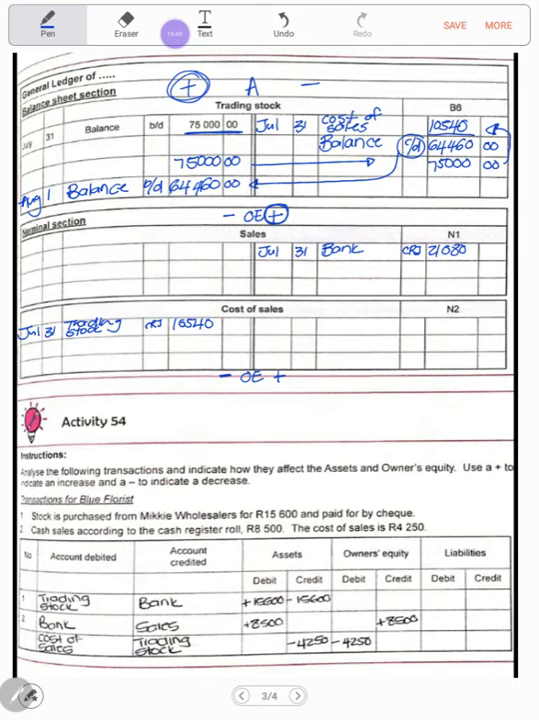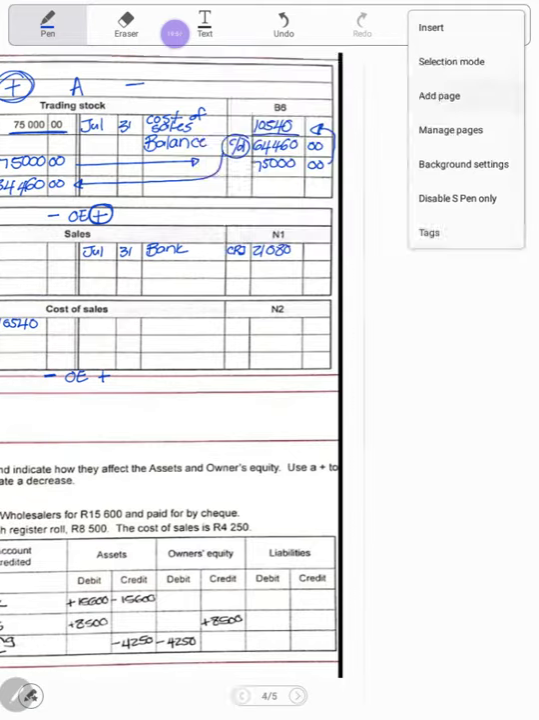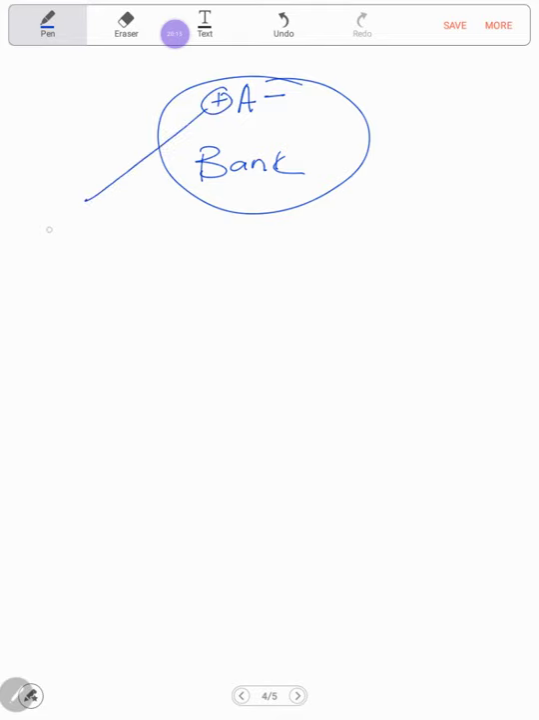Alright, so they said to us that number 1, stock is purchased from Mickey Wholesalers for 15,600 and paid by cheque. Now, ladies and gentlemen, golden rule when you are working with the accounting equation. What is happening to bank? Remembering that bank is an asset account, it increases on the debit side and it decreases on your credit side. What is happening to your bank? Is it increasing? If yes, where are we getting the money from?